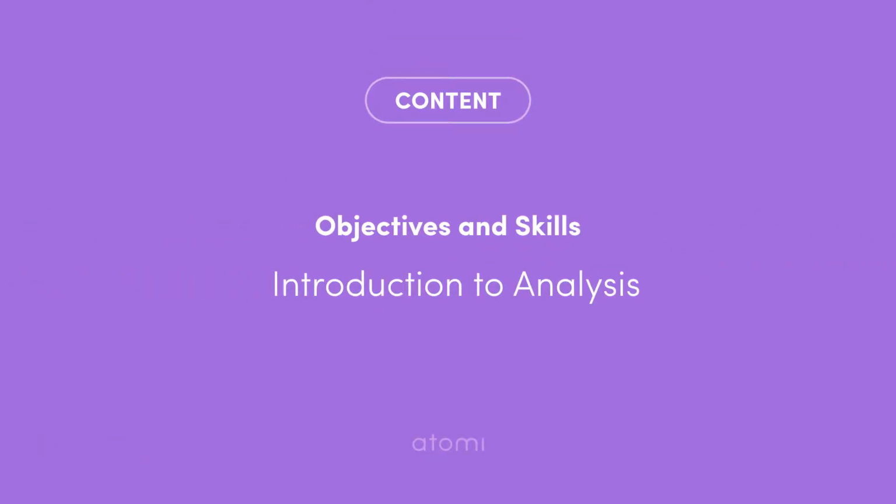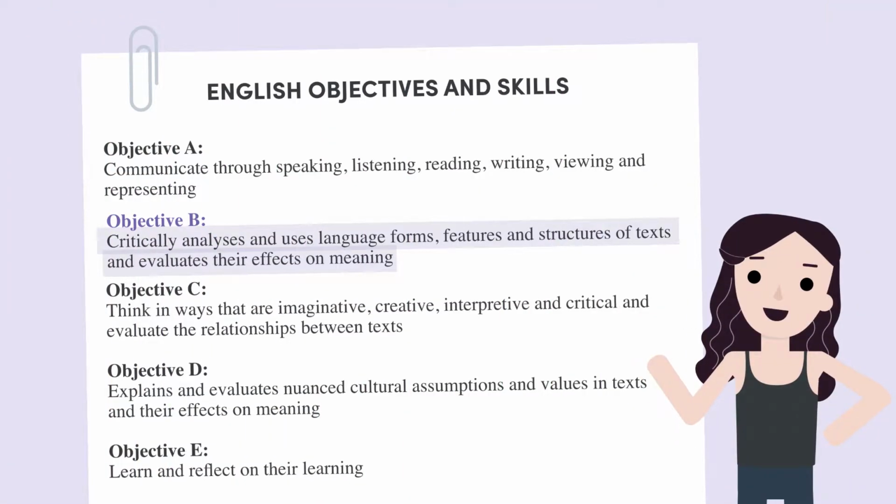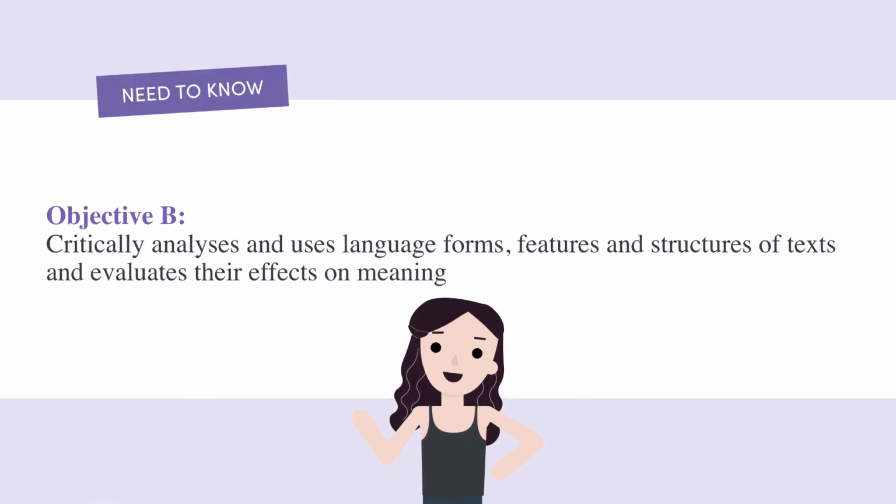Hey guys, welcome to this section on English Objective B, Analysis. Let's remind ourselves of what it looks like in Nisa's own words so we know what we're dealing with here. Objective B looks at whether a student critically analyses and uses language forms, features, and structures of texts and evaluates their effects on meaning. Oh, thrilling.